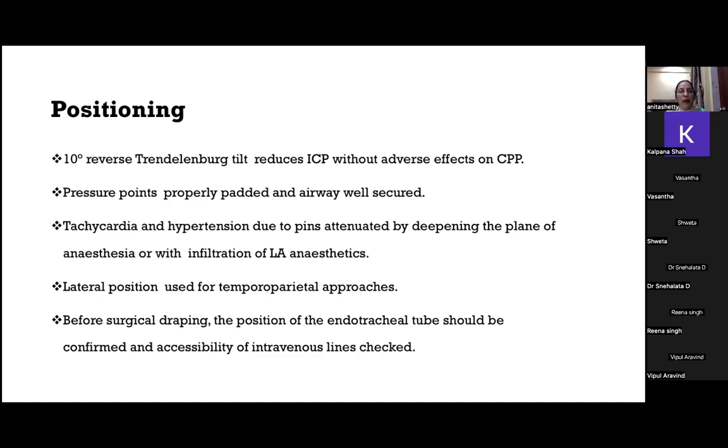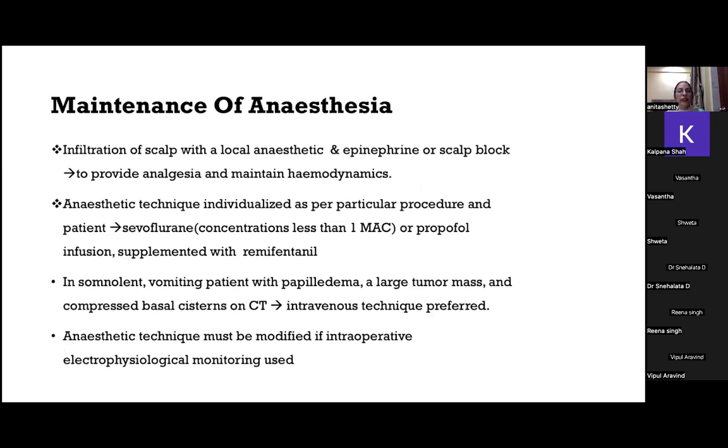For temporoparietal approaches, lateral position is used. Before surgical draping, the position of the endotracheal tube should be confirmed and the accessibility of the intravenous line should be checked. Now, to provide analgesia and maintain the hemodynamics, you can infiltrate the scalp with local anesthetics and epinephrine, or a scalp block can be given. Now, what anesthesia technique will you use for these patients?